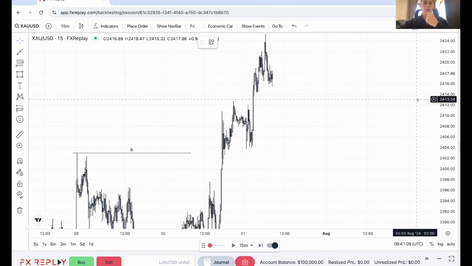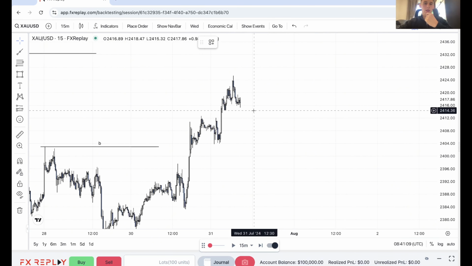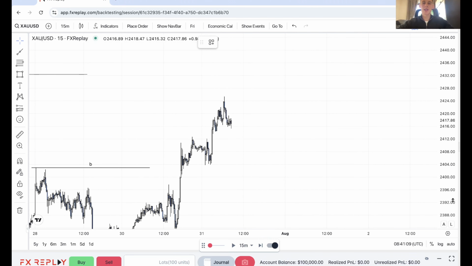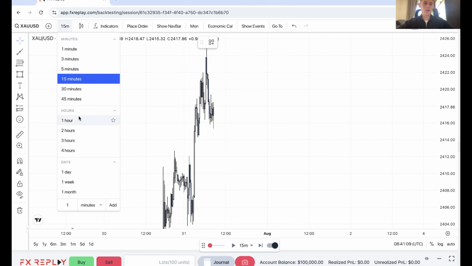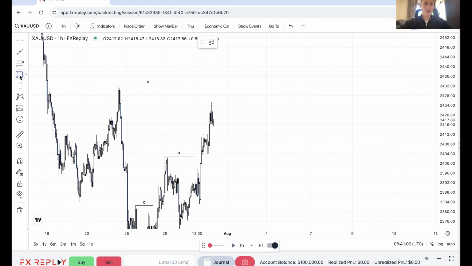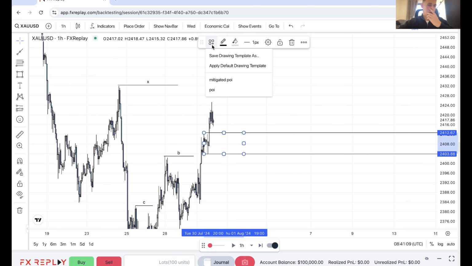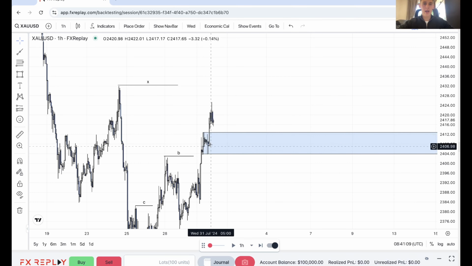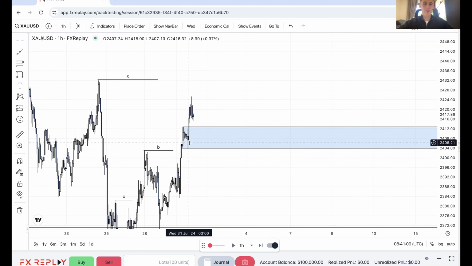where could we look to buy from as our point of interest? For myself, what I can see is that, well, I would basically be interested in a few different levels. The first one would be this whole sort of hourly demand. You could also refine it to this one candle, but personally I like to draw it on this whole sort of area from the wick to the wick, because if you zoom out to a higher time frame, this whole area here would be the demand.